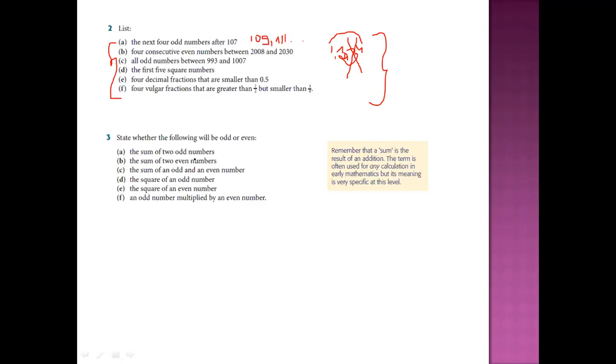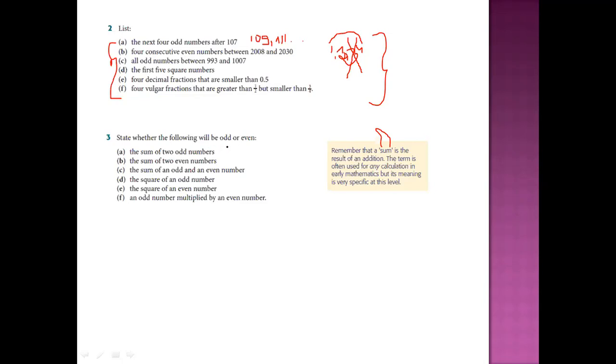And third, state whether the following will be odd or even: the sum of 2 odd numbers. First of all, what does sum mean? Remember that the sum is the result of an addition. In Russian it is summa, the addition of the numbers. This term is often used for any calculation in early mathematics, but its meaning is very specific at this level. So the sum of 2 odd numbers: even or odd?